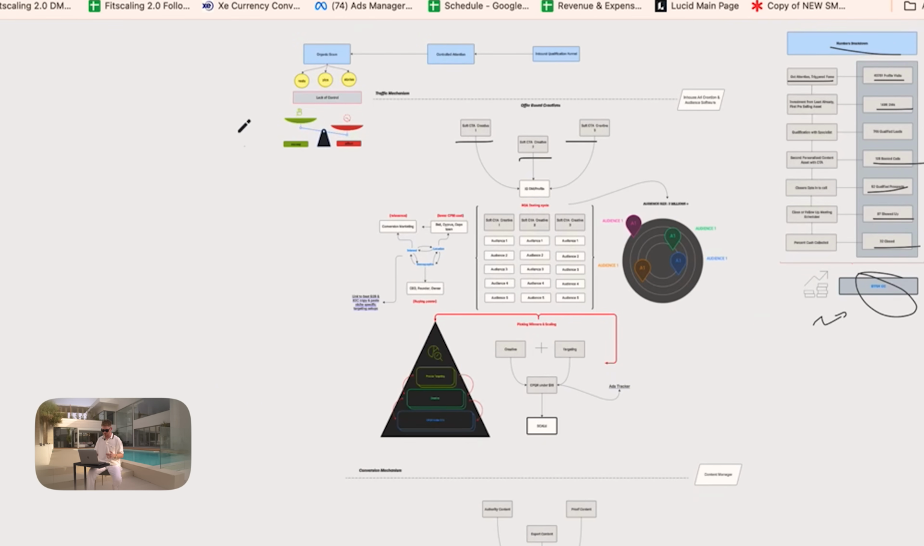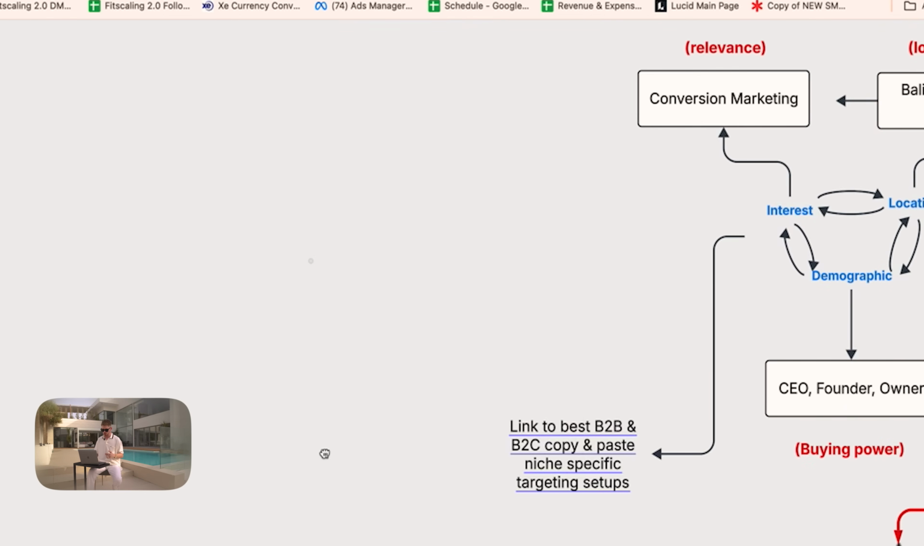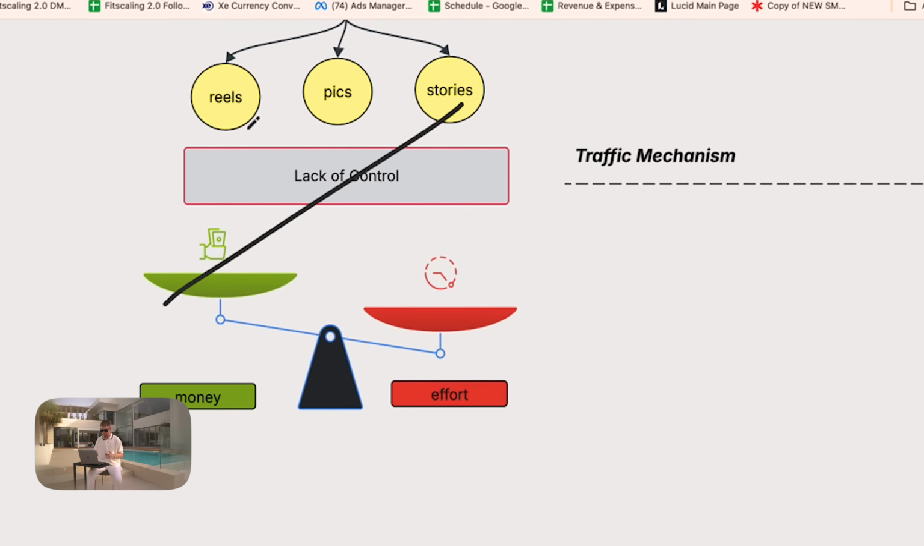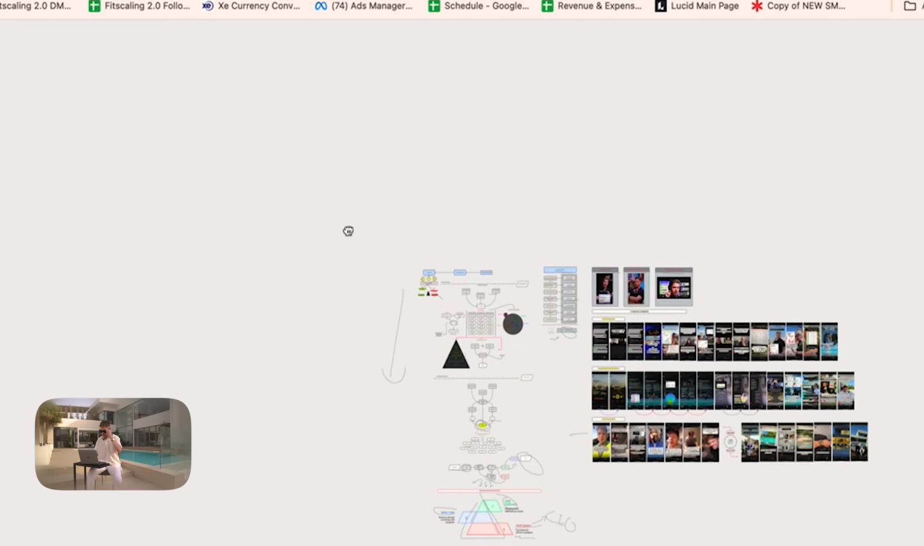This is why we are called fit scaling, okay? So if you run this entire funnel and you don't do the organic bullshit that people tell you to do, you are going to be absolutely crushing it.